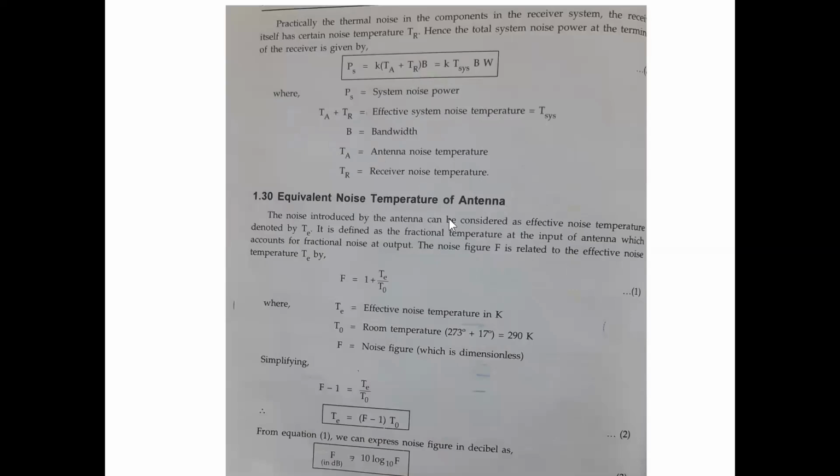And then the noise figure, it is the equivalent temperature of the antenna. That is the noise figure, F equal to 1 plus TE by T naught, where T is nothing but the effective antenna temperature. Because of the amount of power received by the receiver, what is the effective aperture at the temperature? The noise figure can be taken as F equal to 1 plus TE by T naught.